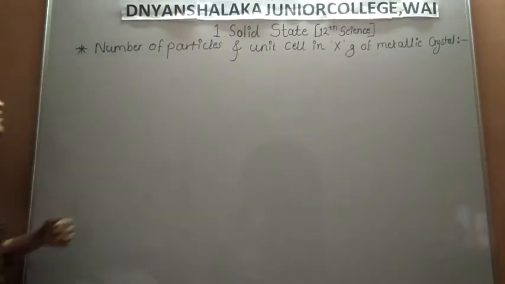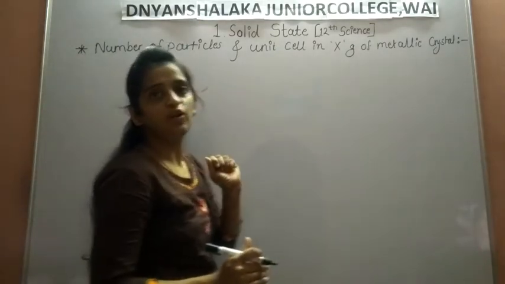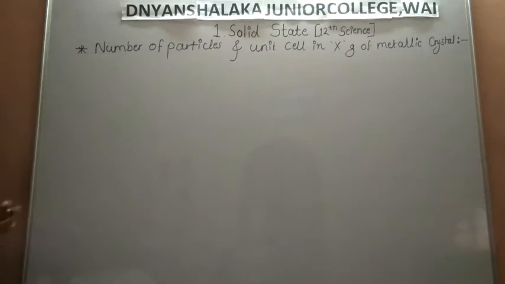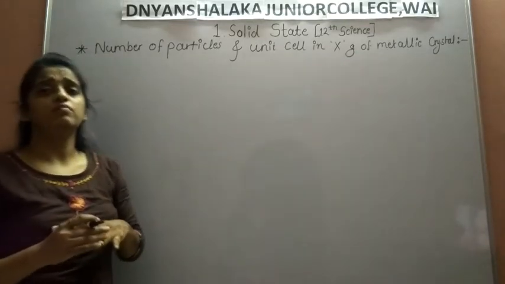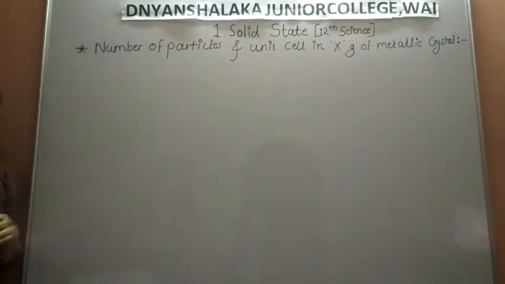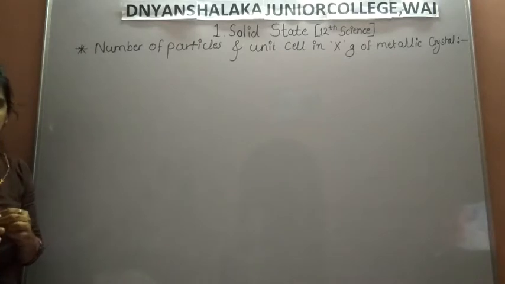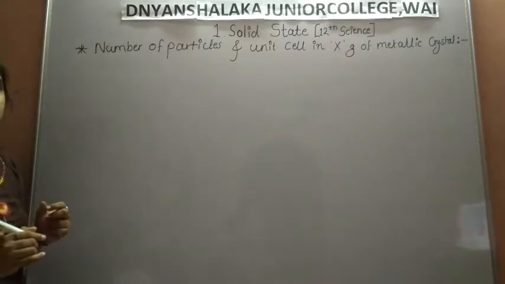So, new point: number of particles and unit cells in x gram of metallic crystal. In the last lecture, we found a relationship between density of a substance, molar mass and unit cell. So we already know what a cell parameter is. The number of particles and number of unit cells in a given mass can be calculated from the known parameters.